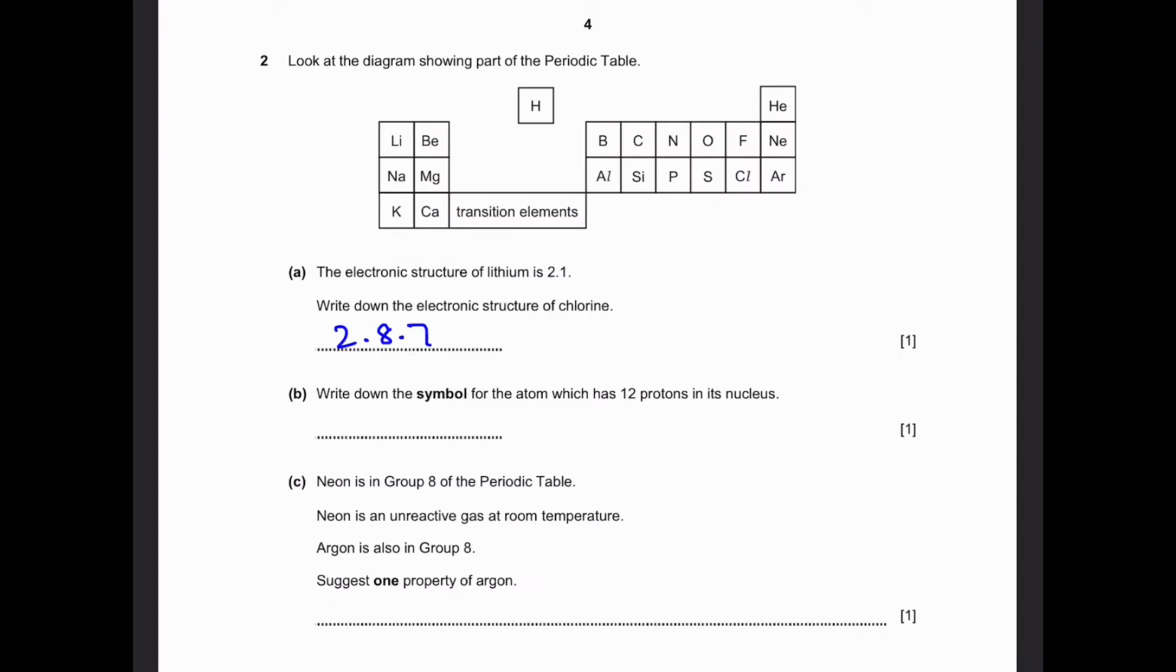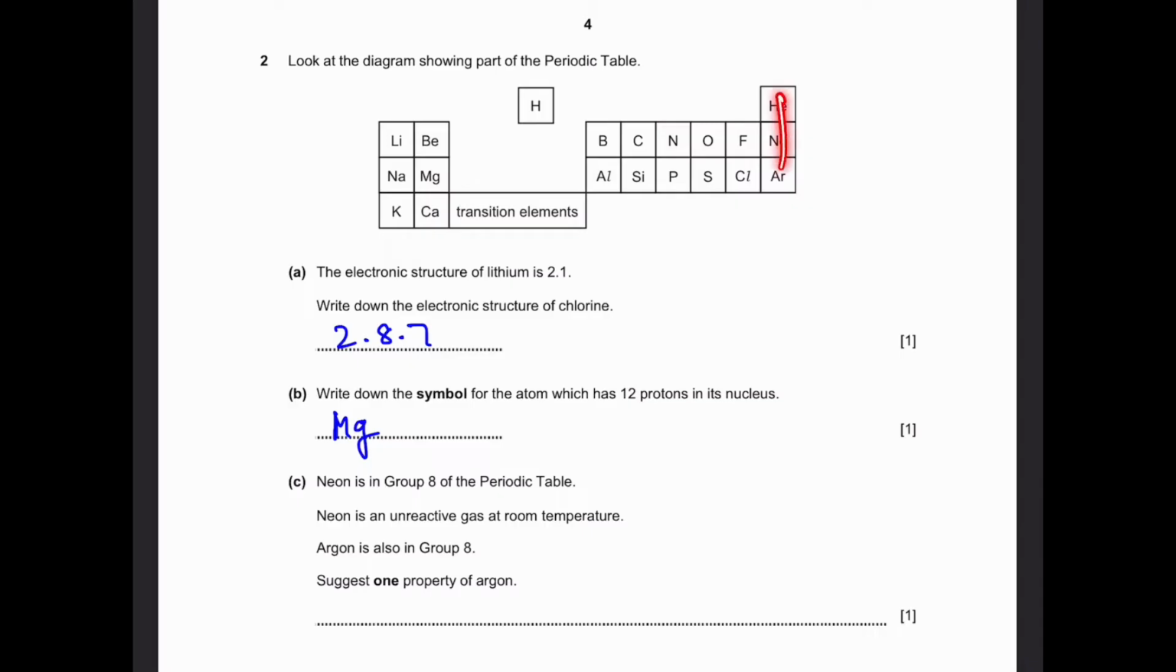Part B, write down the symbol for the atom which has 12 protons in its nucleus. This atom is just magnesium, the 12th element, and the symbol is Mg. Part C, neon is in group 8 of the periodic table. Neon is an unreactive gas at room temperature. Argon is also in group 8, so just one property of argon.